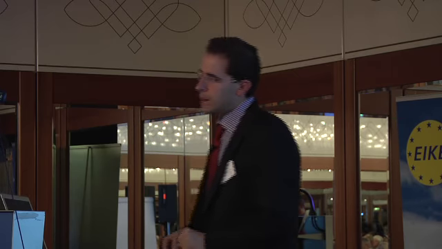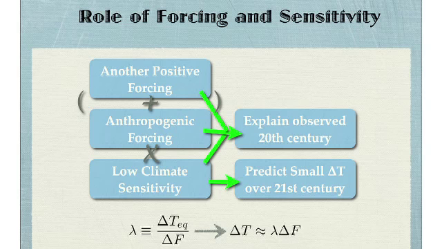Now, if, on the other hand, there is another player in this game, namely that part of the warming over the 20th century is because of the sun, then it means that the net change in the radiative forcing induced over the 20th century is going to be larger. You're going to have the human contribution, and you're going to have the natural contribution, that of the sun.